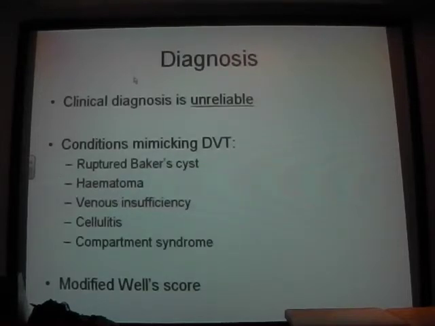Okay, so clinical diagnosis by itself is unreliable because lots of conditions can mimic DVT, such as cellulitis, ruptured Baker's cyst, hematoma. They're just some of the ones that can cause it, which is why we have the modified Wells score, which is what you should use to assess the likelihood of DVT.